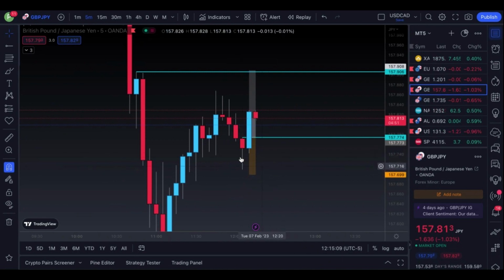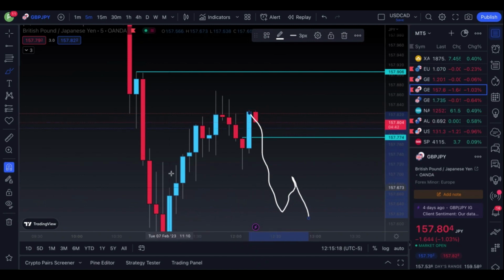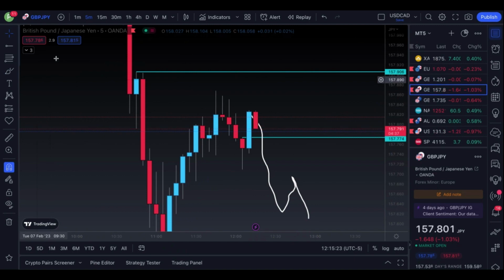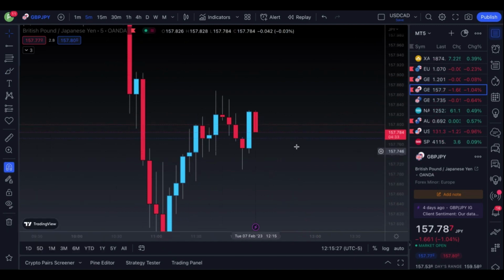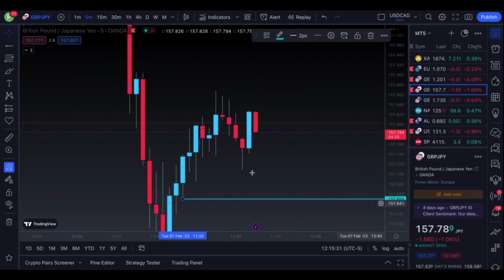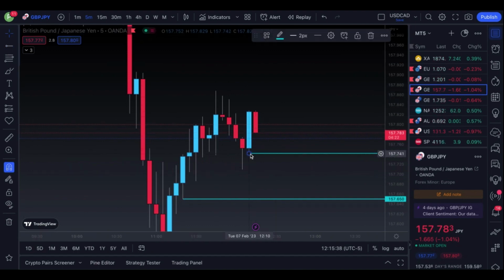Because in order for this market to come down here, what candle does it got to break? In order for the market to get down here, what candle does it have to break? It got to break this one. The last candle, it has to break this candle if it's going to go down there.